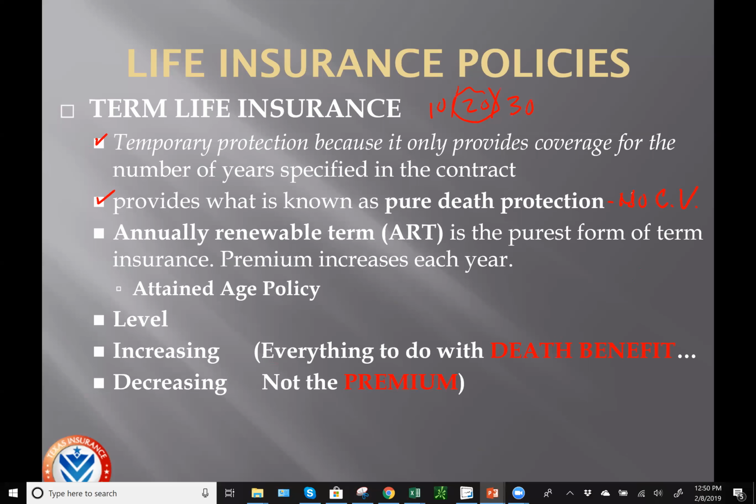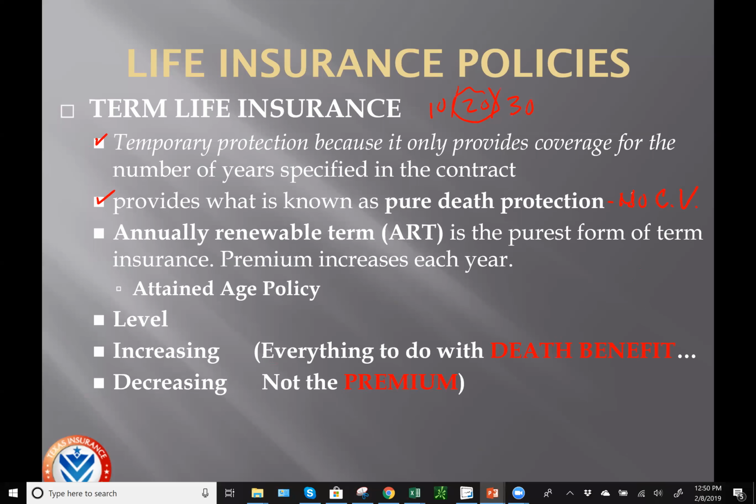All right, there's 4 different types of term insurance that we're going to talk about. First, let me go ahead and start with annually renewable term. It's also called ART. Annually renewable term is the purest form of term insurance. You prove insurability when you first take the policy out.